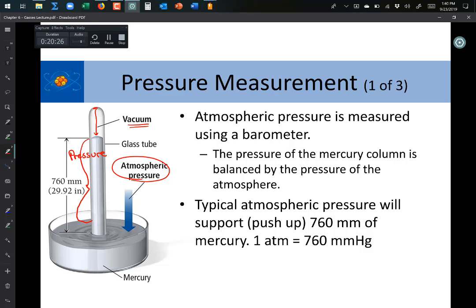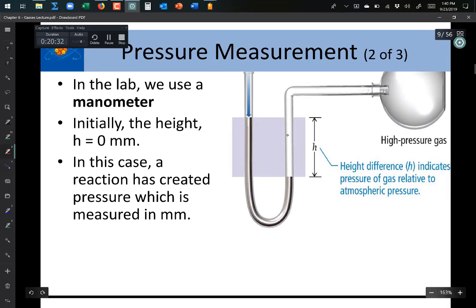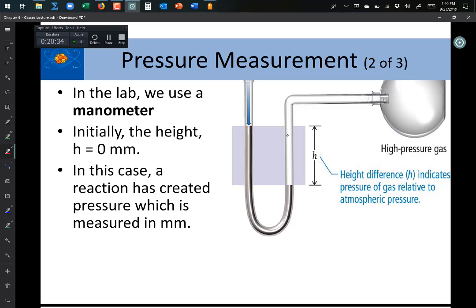So anyways, that's where we get the millimeters of mercury. The other kind of pressure measurement device we use is called a manometer. And that's what we use for measuring gases that are produced by an experiment. If it's a new experiment and it produces gas, we use a manometer to capture that pressure difference.